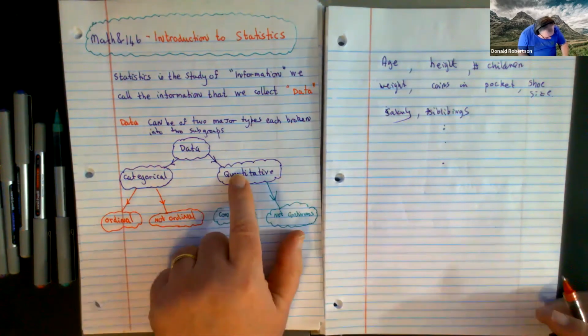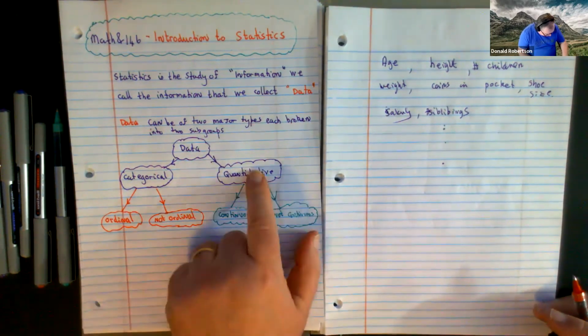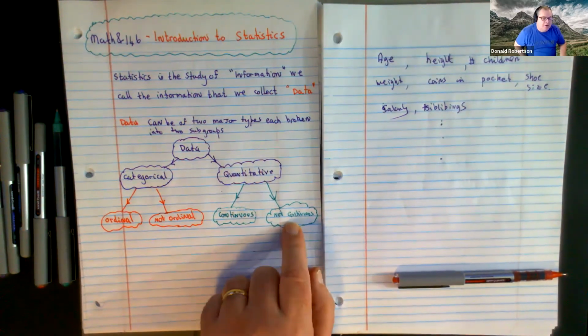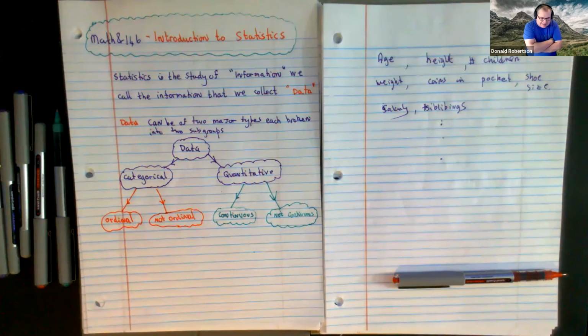Now, how do they split this guy into these two subgroups? They are called continuous and not continuous. And that is a little bit harder.